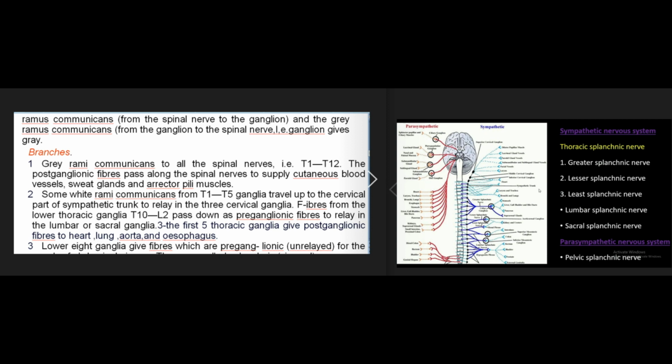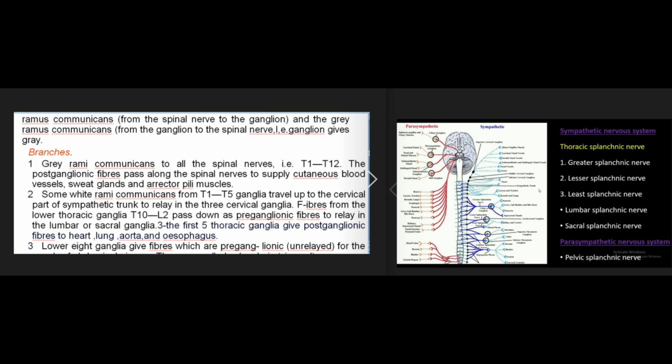i.e., ganglion gives gray branches. 1. Gray rami communicantes to all the spinal nerves, i.e., T1-T12. The postganglionic fibers pass along the spinal nerves to supply cutaneous blood vessels, sweat glands, and arrector pili muscles. 2. Some white rami communicantes from T1-T5 ganglia travel up to the cervical part of sympathetic trunk to relay in the 3 cervical ganglia.